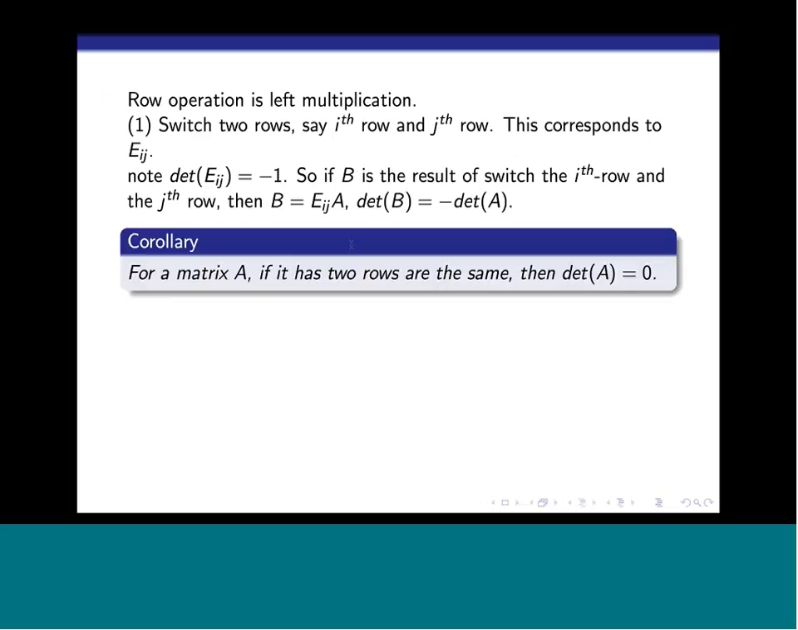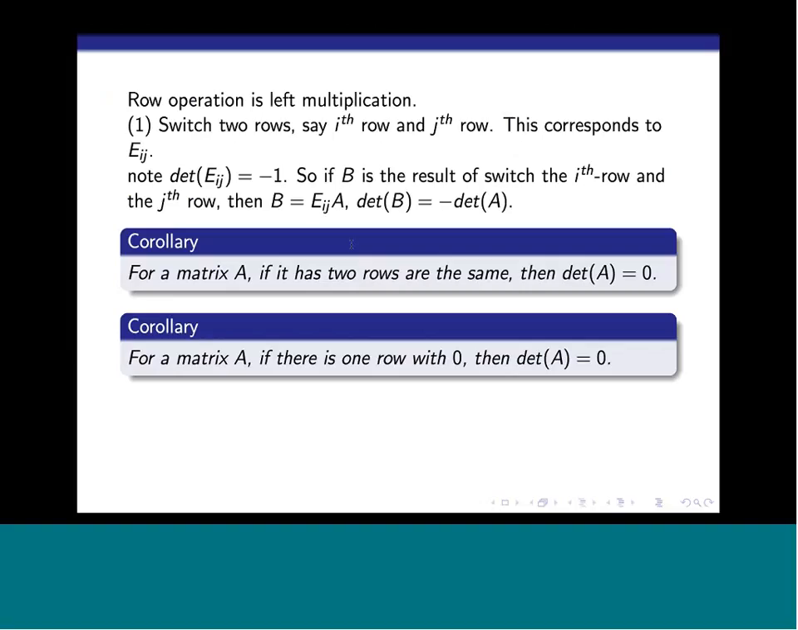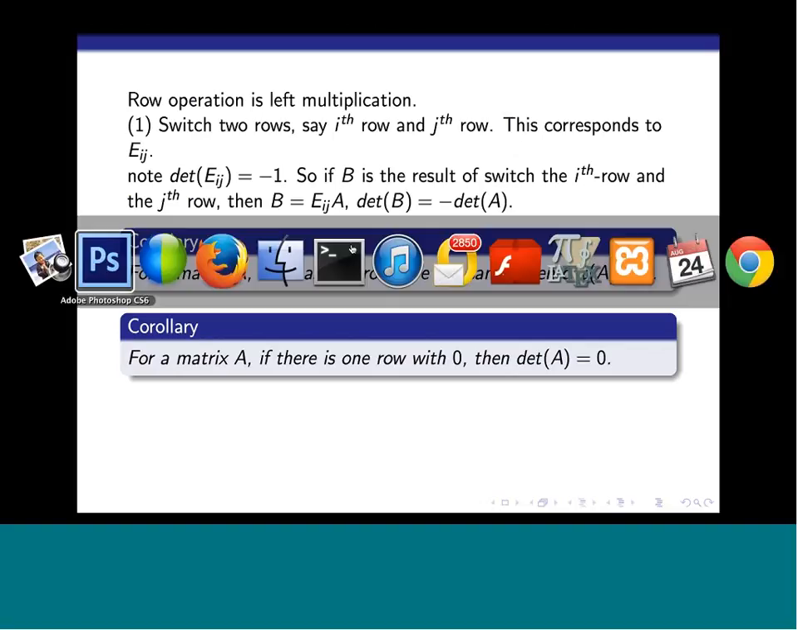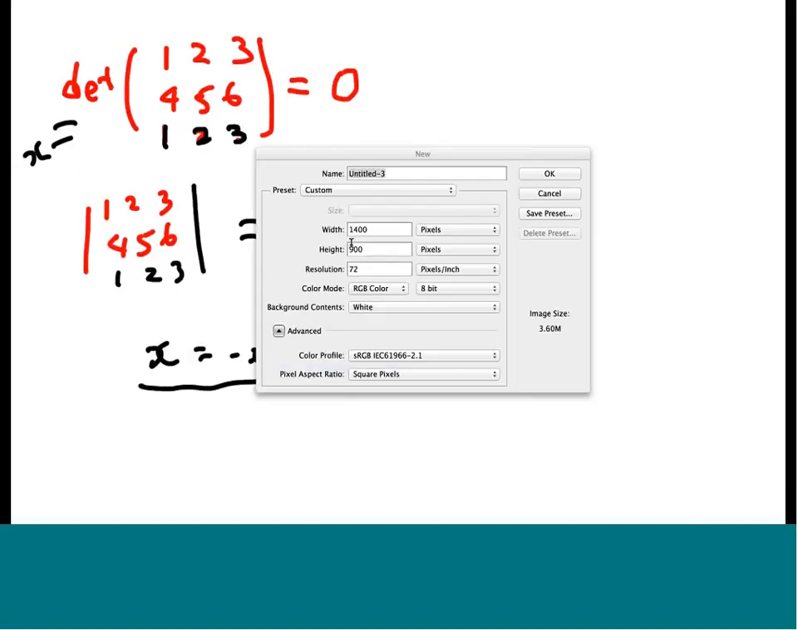Okay, now we have this one, observation. For a matrix, if I have two rows of 1, 0, then the determinant is 0. For a matrix, if one row is 0, then the determinant is also 0. Why? Because using the definition, here's the definition of that.